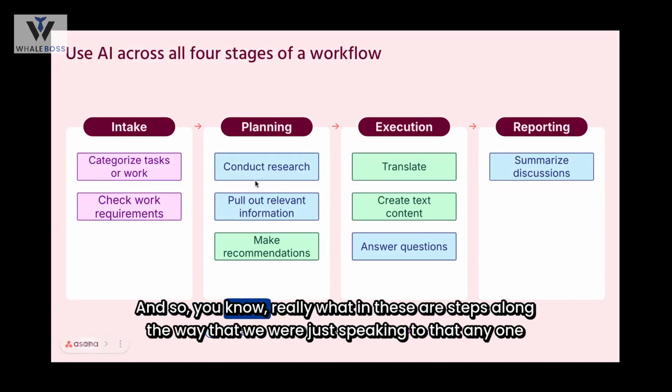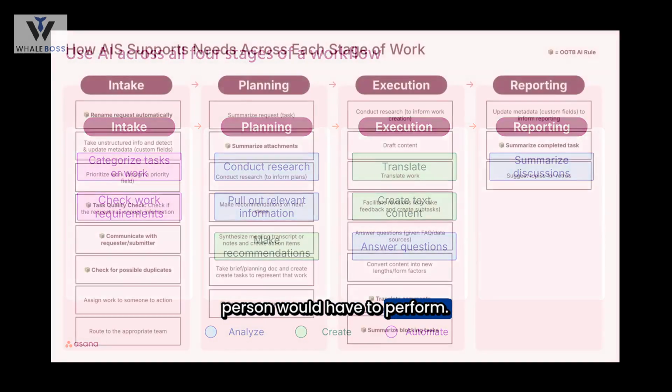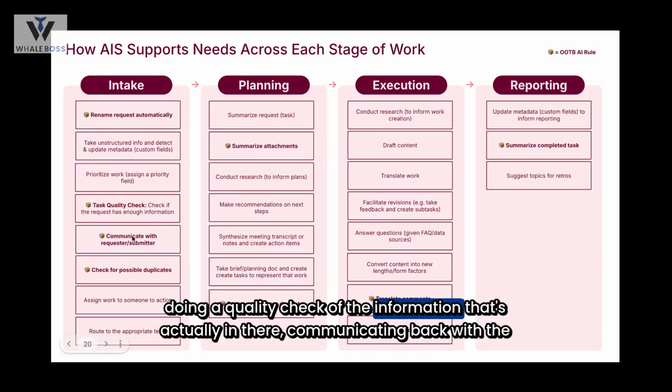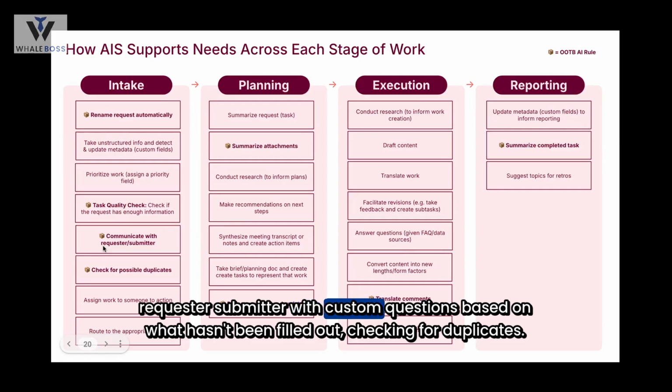And so really these are steps along the way that we were just speaking to that any one person would have to perform. And now you can see really where AI can start to take shape: renaming requests automatically, doing a quality check of the information that's actually in there, communicating back with the requester or submitter with custom questions based on what hasn't been filled out, checking for duplicates.